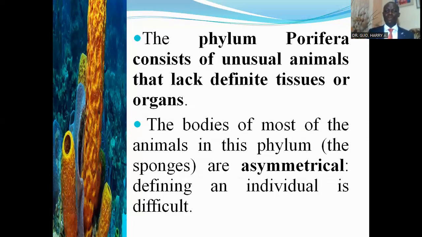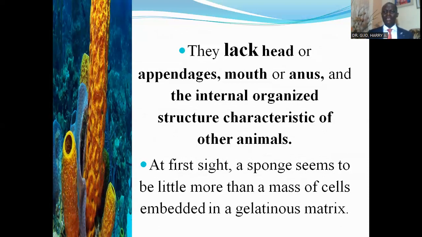The phylum Porifera consists of unusual animals that lack definite tissues or organs. The bodies of most of the animals in this phylum, that's sponges, are asymmetrical. They do not have a definite symmetry, and defining an individual is difficult. It's actually difficult to define any specific individual in this phylum.